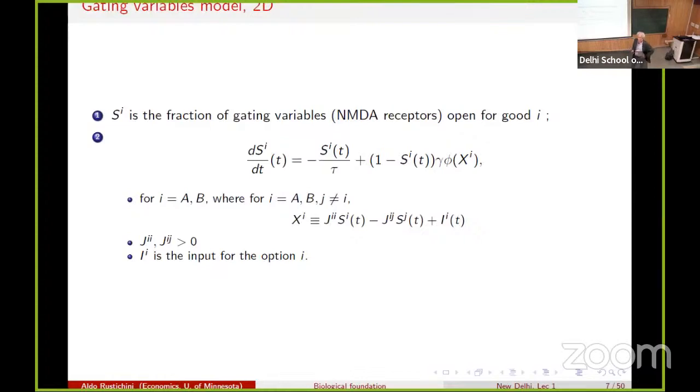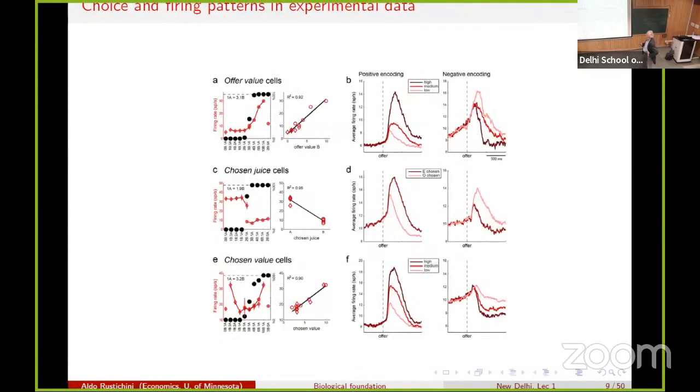You're not happy. Now I'll show you how it fits the data. Of course, it fits the data perfectly. I wouldn't be here, right? So, okay, so you do this.